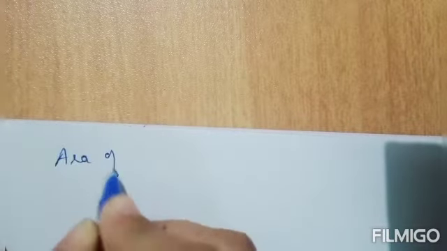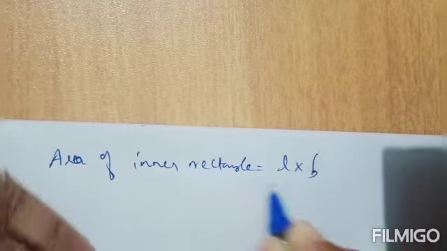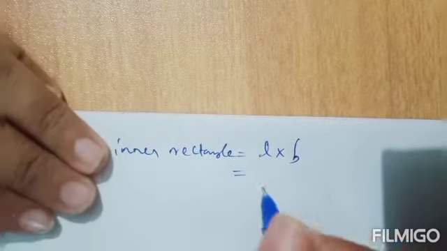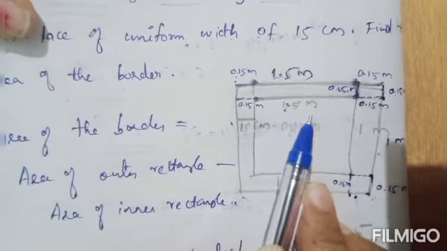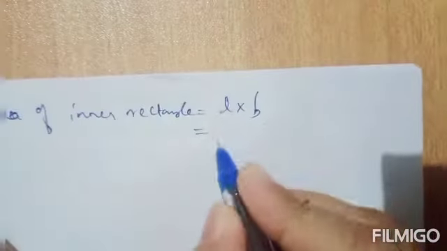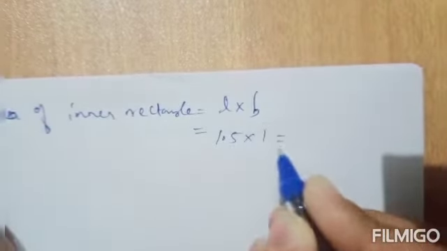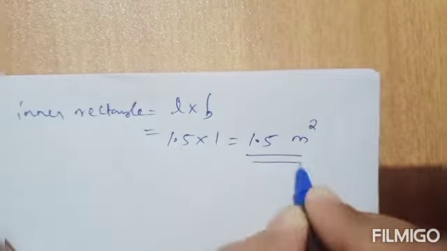Next, you can find the area of the inner rectangle. Area of the inner rectangle, formula is L into B. The length is given as 1.5 meter and the width is 1 meter. So 1.5 into 1. What will you get? It is 1.5 square meter.